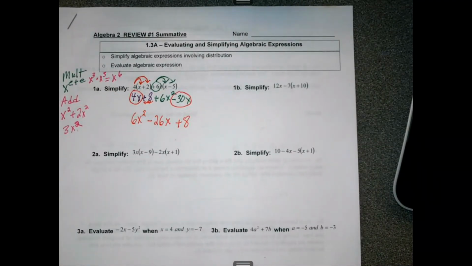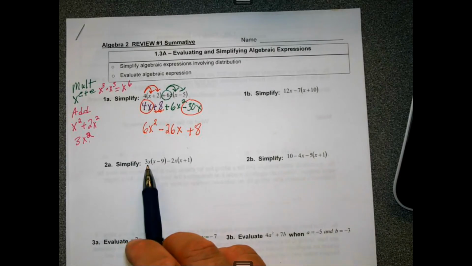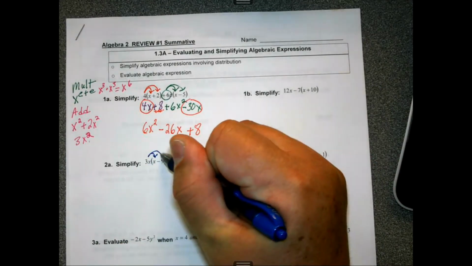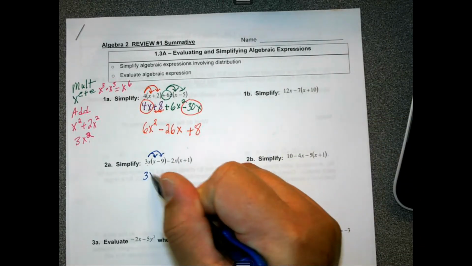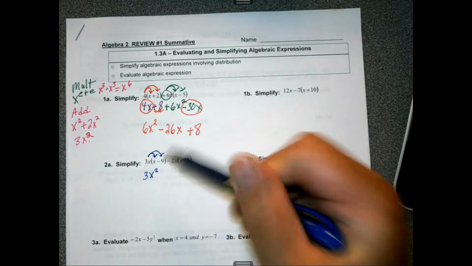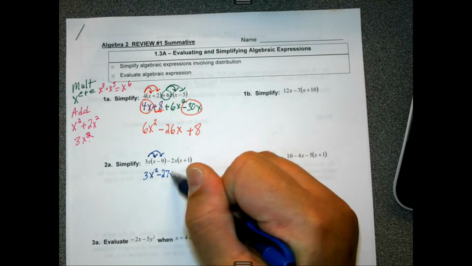All right, so you get to do B. Let's look at 2A. Any questions on that? All right, number 2A. 3x, I need to distribute over the parentheses. So 3x times x, 3x squared. 3x times minus 9, minus 27x.